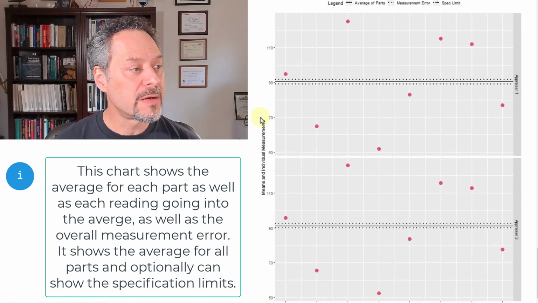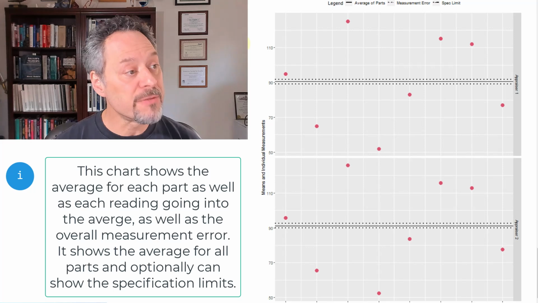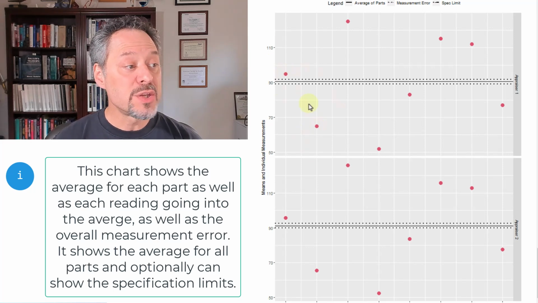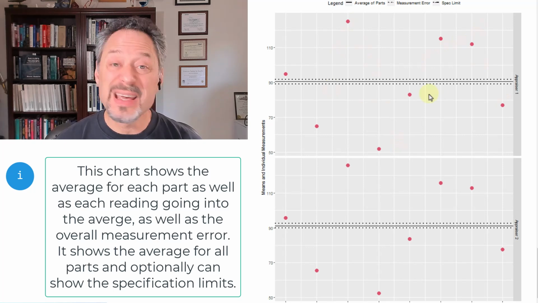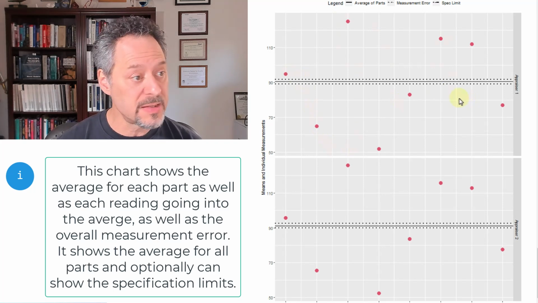Now this graph here just shows how much measurement error there is, where the parts averaged over time, and specifications if it makes sense. In this case, because they're vastly different from each other, it's kind of hard to see what's going on, but this is the measurement error compared to the differences that I'm measuring in all these different thicknesses.